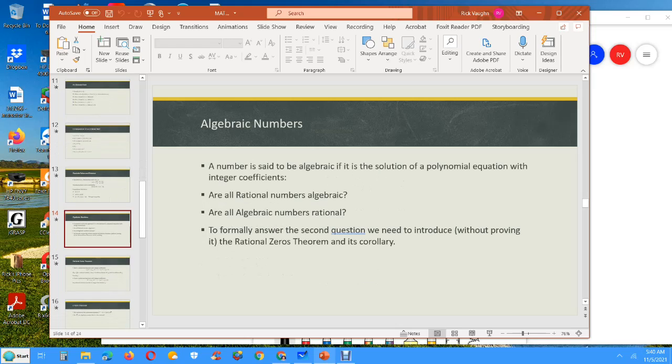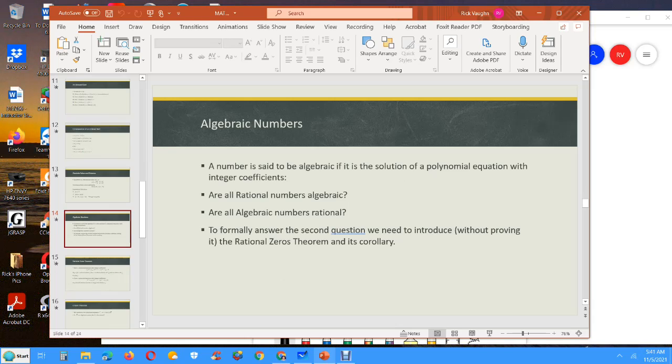the absolute value. Algebraic numbers are numbers that are a solution to a polynomial equation that has integer coefficients. And the question is, are all rational numbers algebraic? And are all algebraic numbers rational?